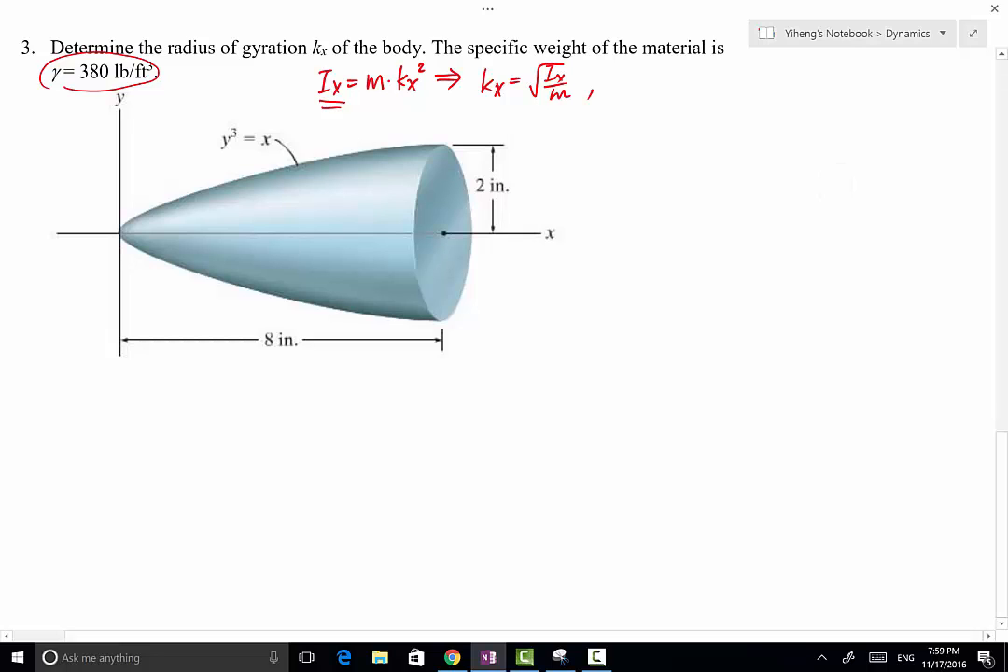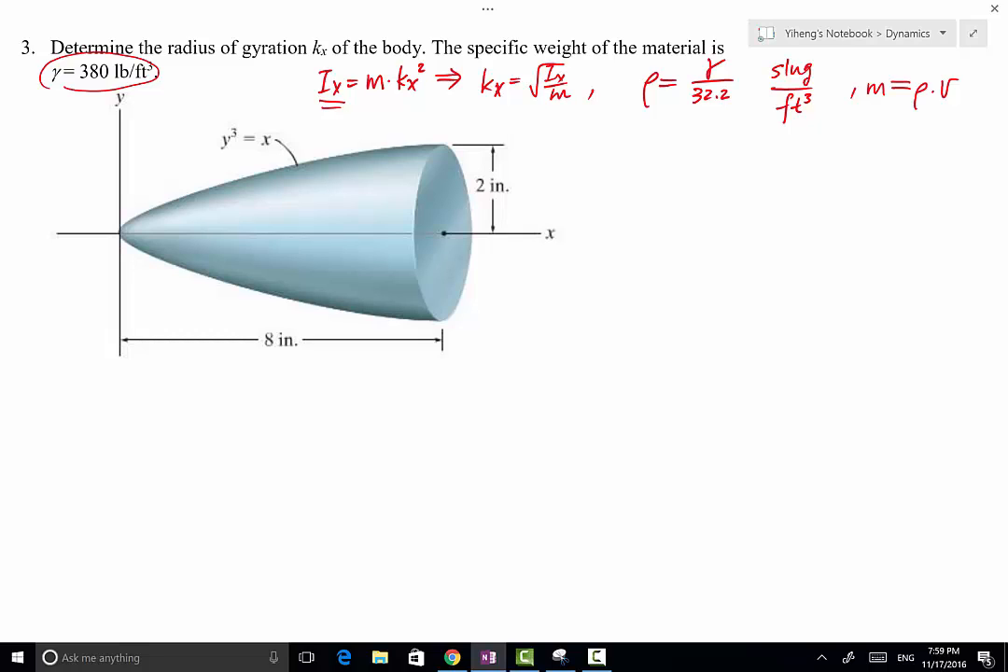As you can probably tell, rho will equal gamma divided by the gravitational constant, which is 32.2 feet per second squared in the US customary unit system. Therefore, this density rho will have the unit of slug per cubic foot. And from density, m equals rho times V, and in that case the mass m will have the unit of slug, if such calculation is necessary.